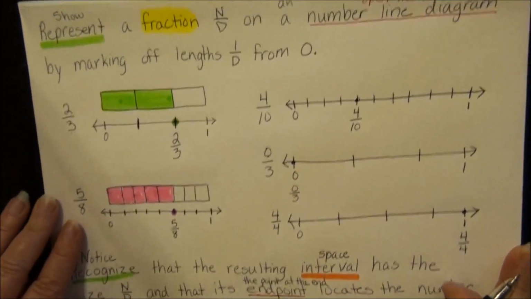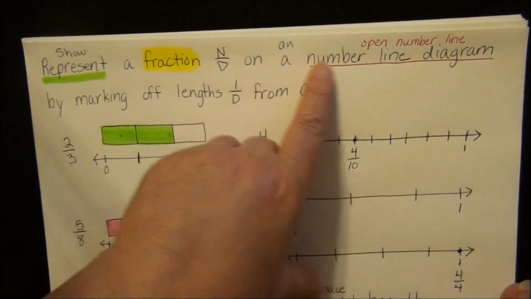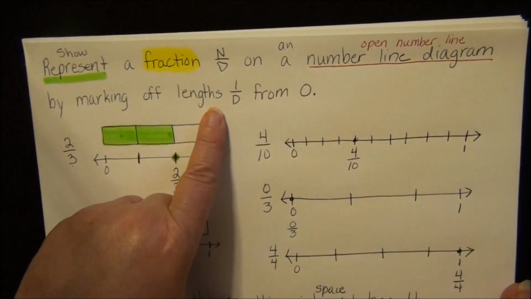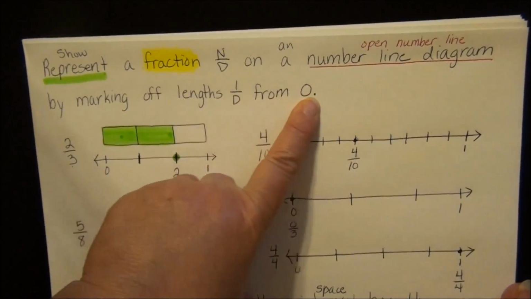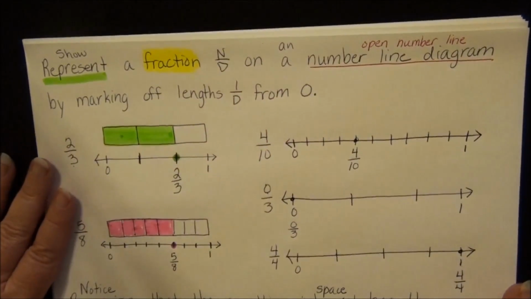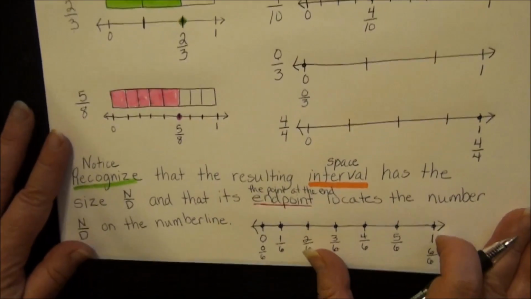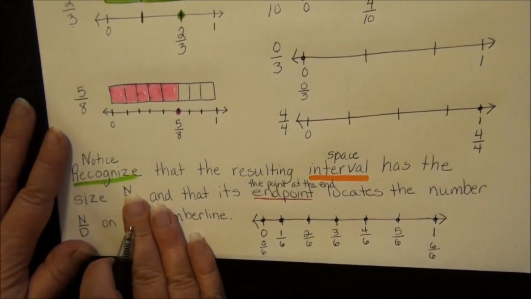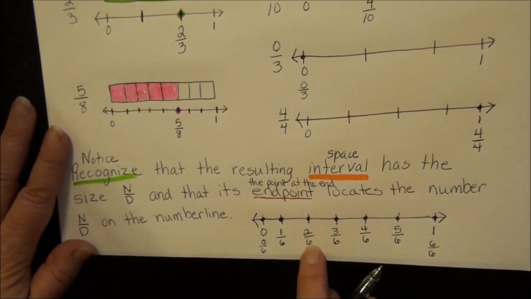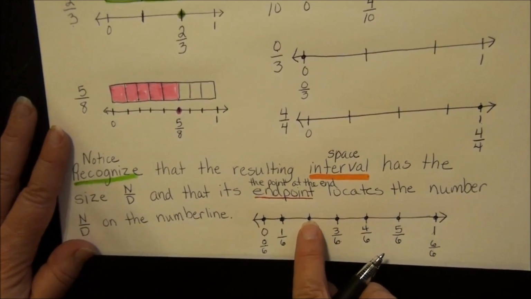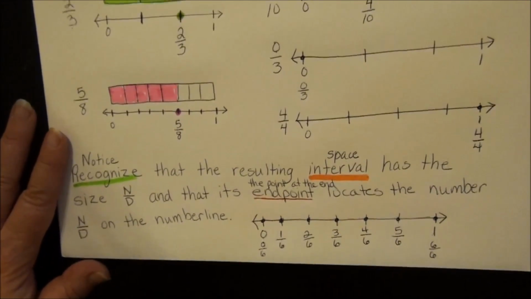So today we showed a fraction, numerator over denominator, on an open number line by marking off lengths 1 over denominator, or 1 out of denominator, from 0. We started at 0 and we showed where our fractions were. And then down here we recognize that the resulting space has the size numerator over denominator and that its endpoint locates the number numerator over denominator on the number line.